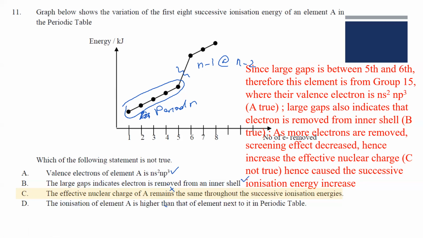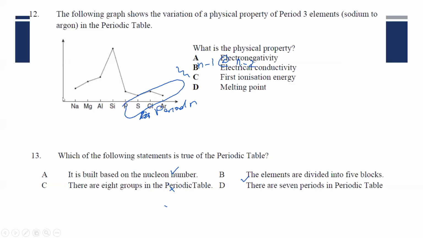C, because you're looking for not true. Sorry, C. Okay, so this is number 11. Then we continue with number 12.